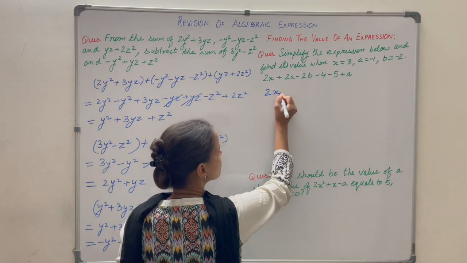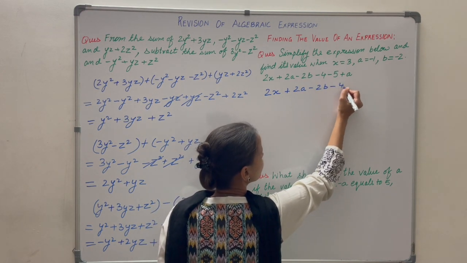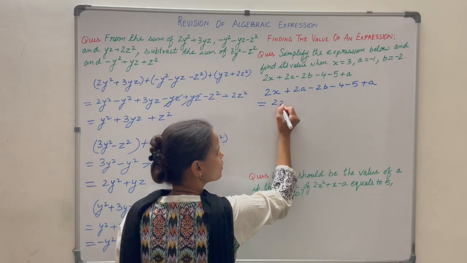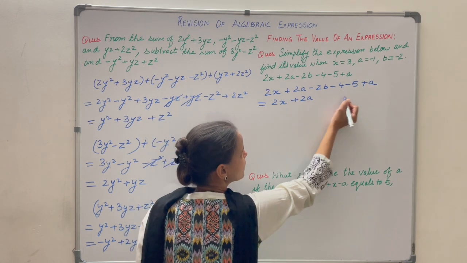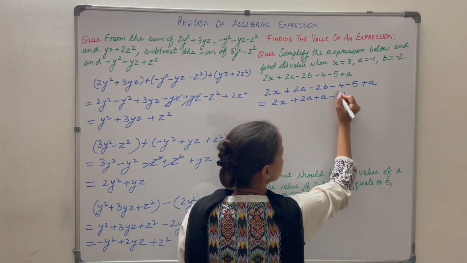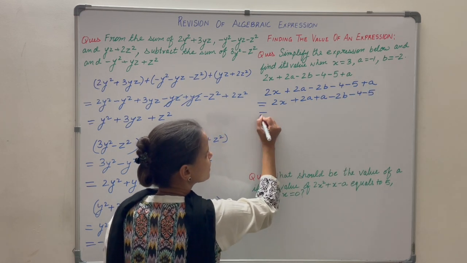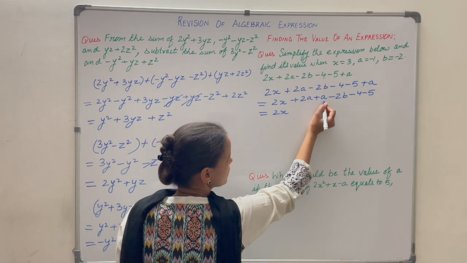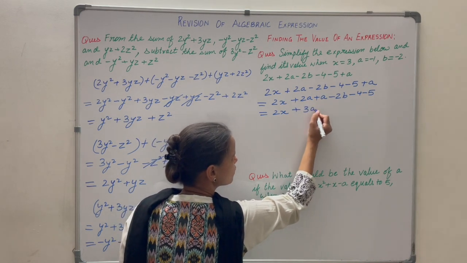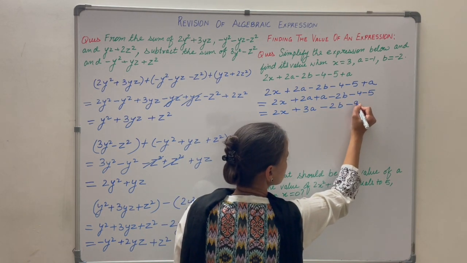It says 2x plus 2a minus 2b minus 4 minus 5 plus a. So let us group the like terms here. 2x plus 2a and a, they are the like terms. So I am writing as it is. Minus 2b minus 4 and minus 5, they are the like terms. So I am writing together here. So 2x, 2a plus a, here coefficient is 2, here coefficient is 1. So 2 plus 1 is 3. So this is 3a minus 2b minus 4 and minus 5. So this is minus 9.